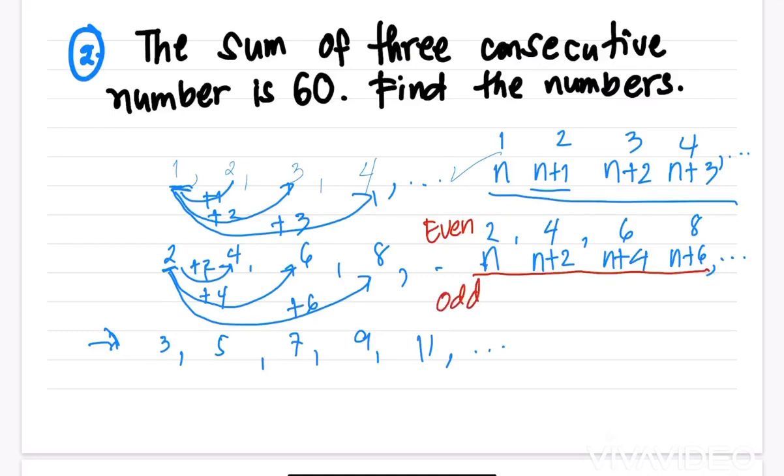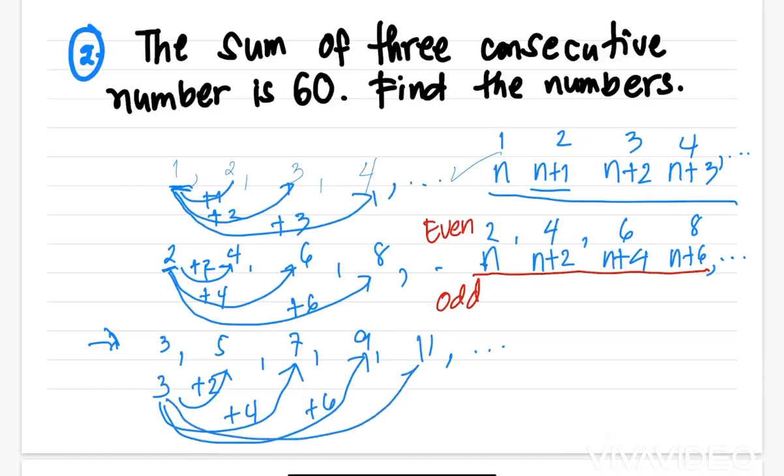For odd numbers, from 3, in order to get 5, we know that we add 2. From 3, in order to get 7, we need to add 4. And then, to get 9, we need to add 6. And for 11, we need to add 8.